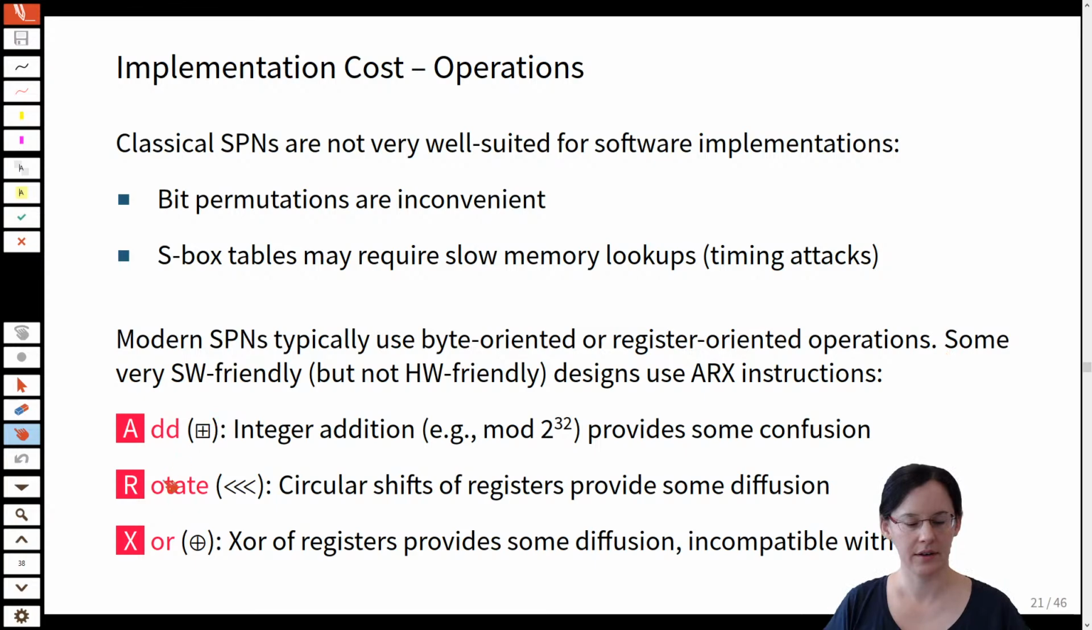So this is, for software-oriented ciphers, a good strategy. However, it has a very big downside, and that is it's a lot harder to analyze. So not harder to break, but harder to find out whether it's breakable. And SPN designs are a lot better analyzed in the sense that we have a better understanding of how secure they are.